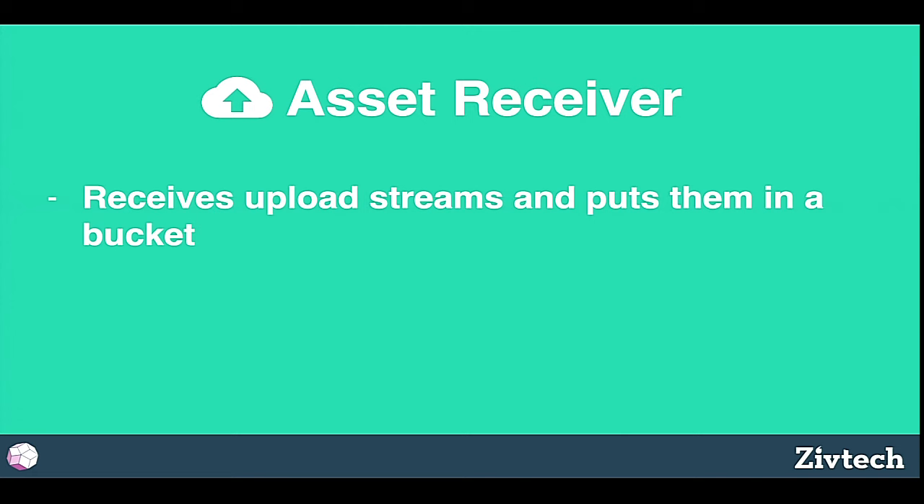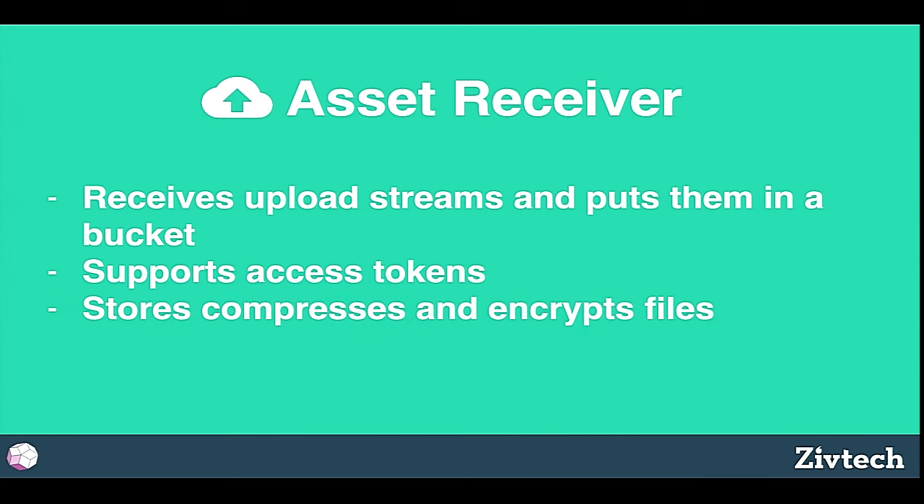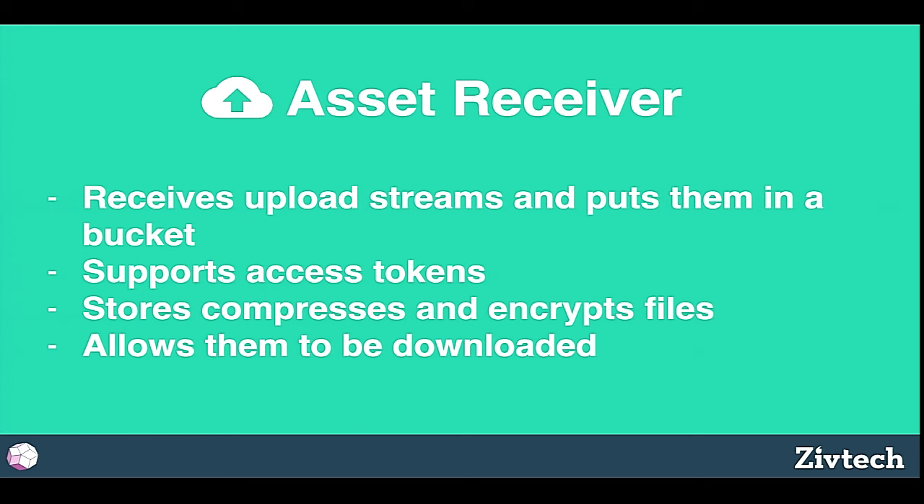So what it lets you do is receive upload streams and put them in a bucket. So you can say, I'm going to create a bucket for this project, and then when you stream a database snapshot to me, I will put it somewhere. I will use an access token so that you can have API keys to upload. And then I will compress it and then encrypt it. That order is important if you want that compression to do anything on file so that you can then fetch it from your builds. So we allow them then to be downloaded.